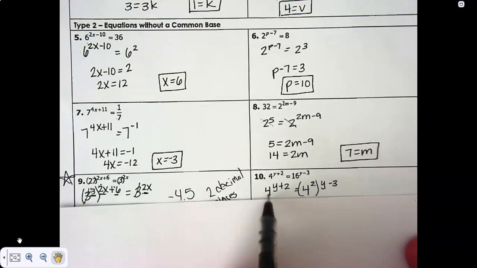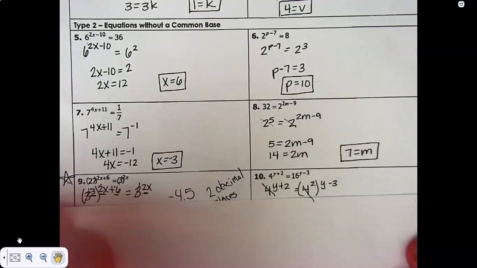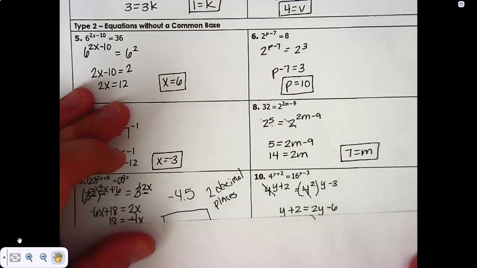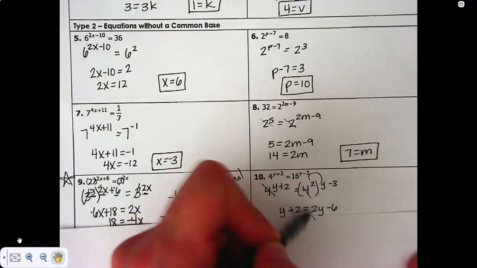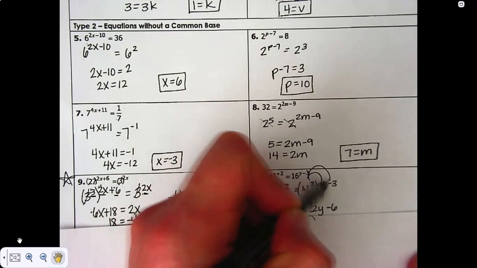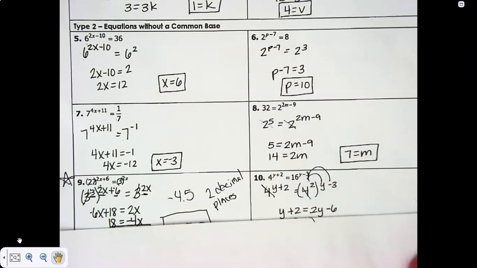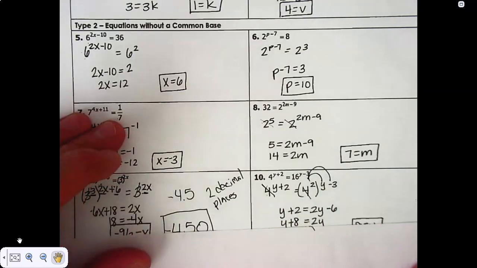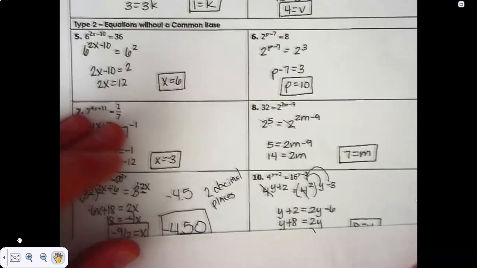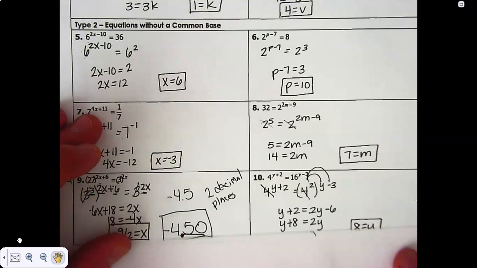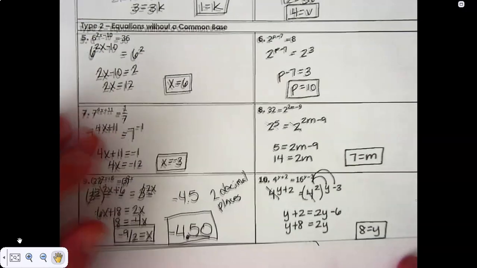Now that I have a common base, I can go ahead and just drop them. And on the left side, I will have y plus 2. And on the outside, I'm going to have 2 times y, which is 2y, 2 times negative 3, which is negative 6. Now it's just a matter of combining my like terms. So I'll bring the plus 6 to both sides. I get y plus 8 equals 2y. And then I'm going to subtract the y from the left, and I get 8 equals y.